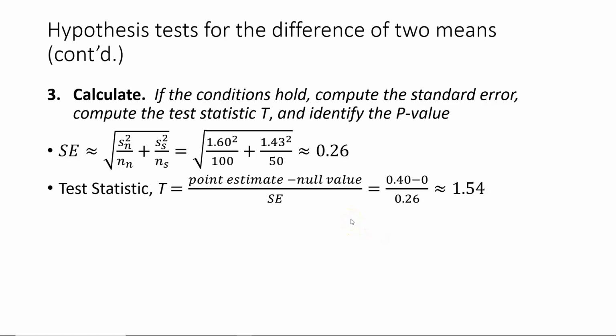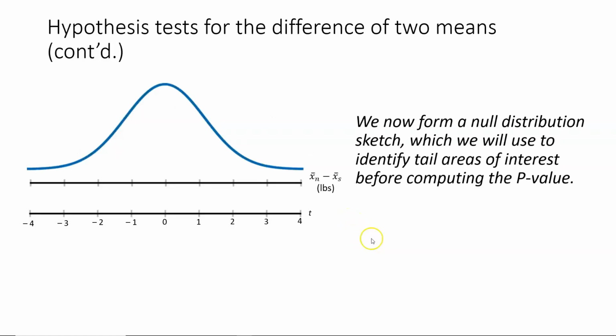distribution sketch. So I've gone ahead and started doing that on this next slide. The first thing I need to do is put the null value, which is 0, in the middle. Then I go upwards by units of standard error until I get 4 standard errors above, and then I go downward 4 standard errors until I've completely scaled the difference of sample means axis. Notice that in this case I also have to include the units, which are pounds, because that's what the units are that we are measuring the weights of the newborns in.